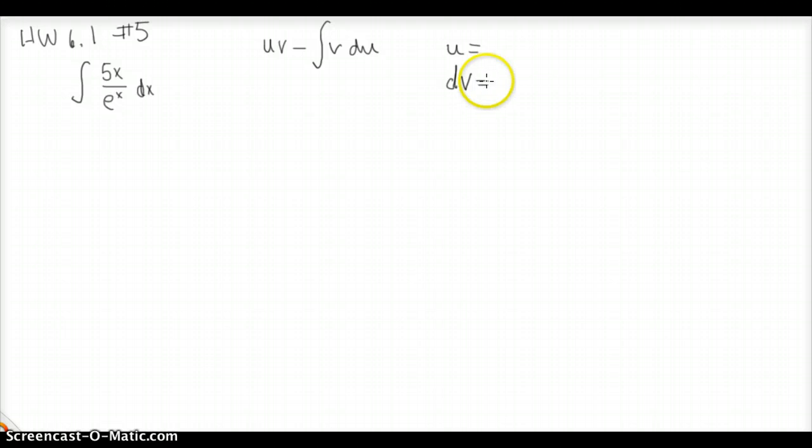For u, you're going to choose something that's very easy to differentiate, so we're going to choose 5x. And for dv, that means we have to be left with 1 divided by e to the x, to be precise. So du is going to be 5 dx. And we can rewrite dv as e to the opposite x, so it's much easier to anti-differentiate.